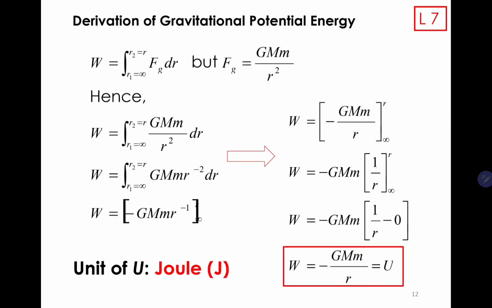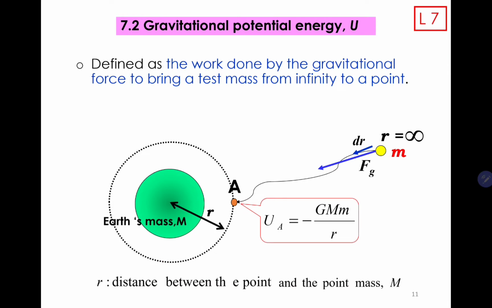with the meaning of gravitational potential energy. Gravitational potential energy, the symbol is capital U, is defined as the work done by the gravitational force to bring a test mass from infinity to a point. Okay, so this is the mass. So the work done by our gravitational force in bringing this particle from infinity to a point which is nearer to the planet. Alright, so the work done here represents the gravitational potential energy.